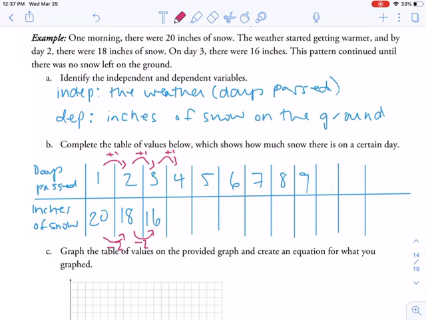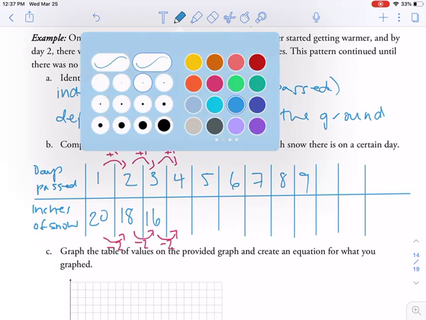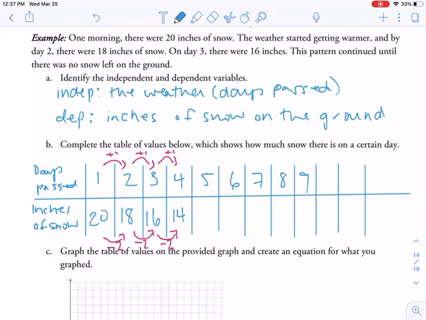So again, -2 is our pattern, right? We're decreasing by 2 every time, and so then I'm going to decrease 16 by 2 to get to 14, and then by 2 again to 12, and so on. Okay, so we're pretty close here. We're going to have to add a couple more, so 10 gives us 2 inches of snow, and then on day 11 we have none.